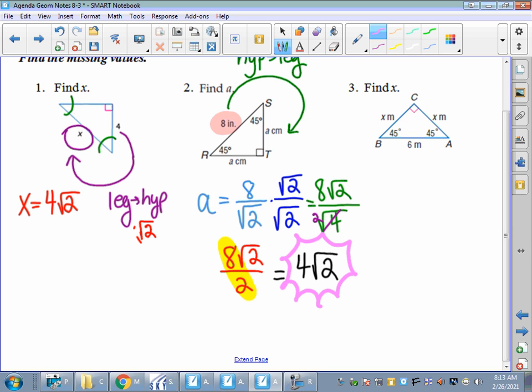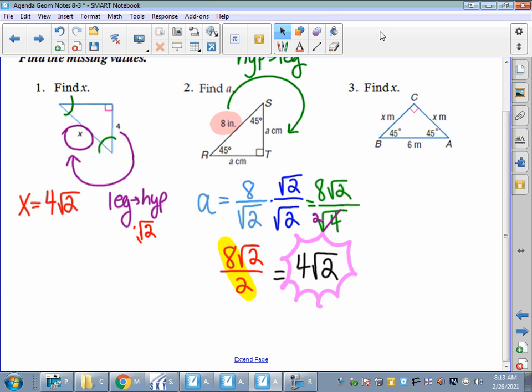You could say 4 square roots of 2 over 1. Remember that square root of 2 just sits up there. It doesn't do anything. It doesn't get simplified because there's no other radical. You can't cross over the radical box. So that's how we use 45, 45, 90 special rights.